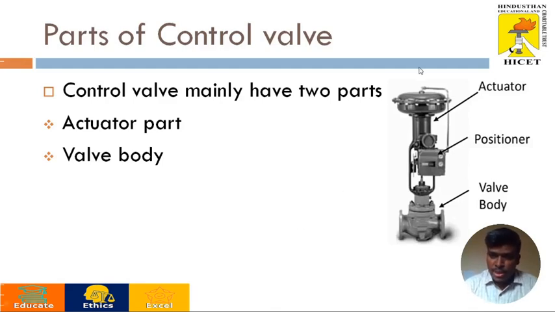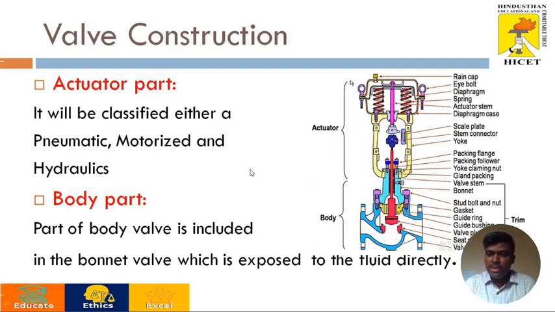This is the actual look of a control valve. A control valve is basically classified into two parts. The first one is the actuator, and the other one is the valve body. Let us see them one by one. This is the cut view of a control valve. The actuator is the primary element of any control valve. It consists of a diaphragm and spring, through which the energy is transferred.